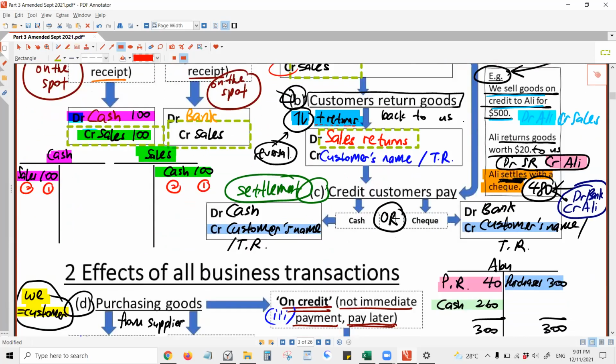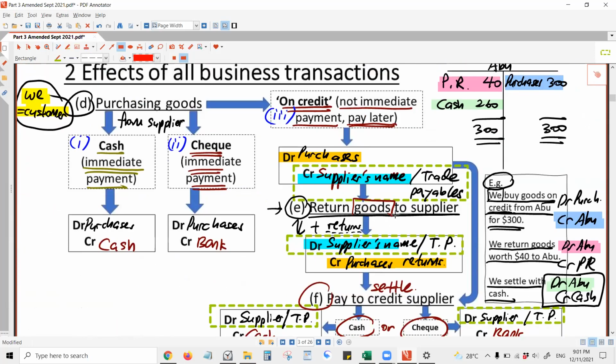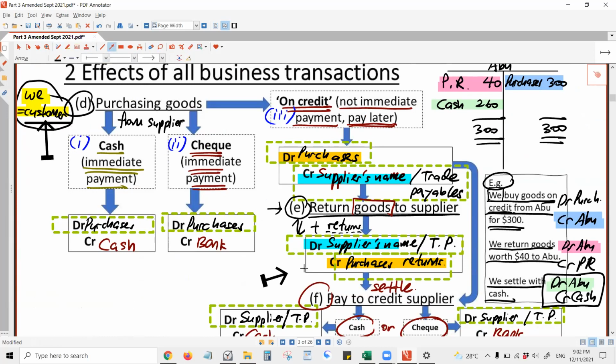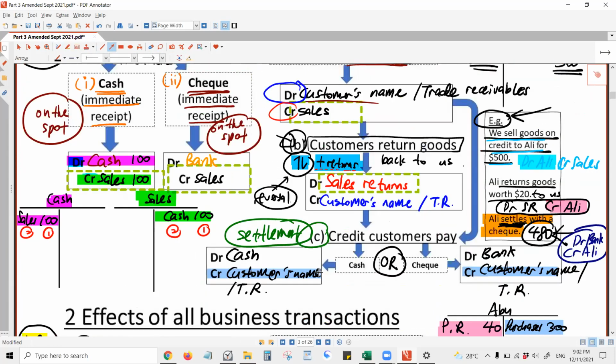On another hand, the second half of the page, we are customer. When you are customer, you buy goods, right? When you buy goods, you call it as purchases. Of course, when you return goods, you call it as purchases returns. That's the difference. That's why I say when you are customer, you call the returning as purchase returns. When you are supplier, you call the return as sale returns.